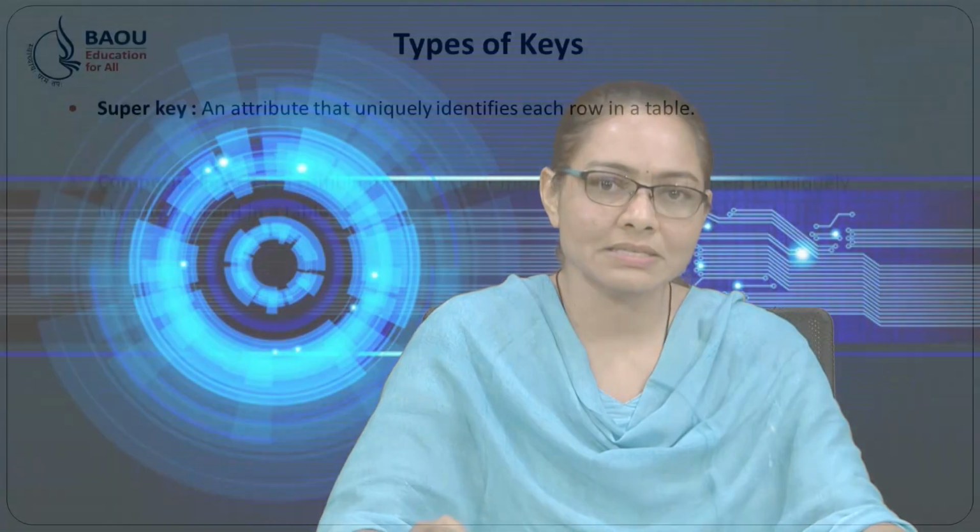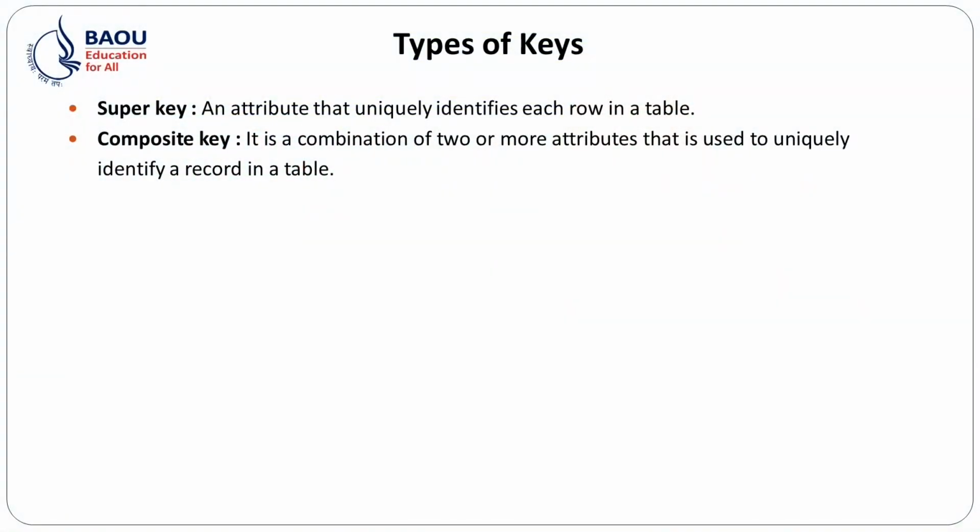Now the next one is a composite key. A composite key is a combination of two or more attributes that is used to uniquely identify the records in the table. For example, the combination of both roll number and phone number uniquely identifies the records in the student table. So the combination of the roll number and phone number is a composite key.